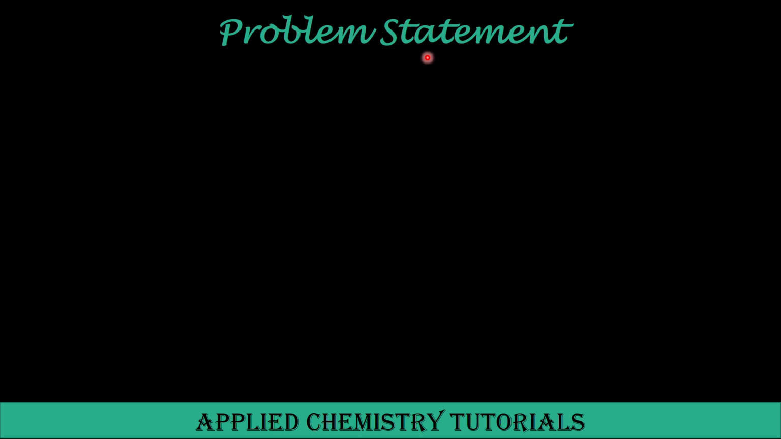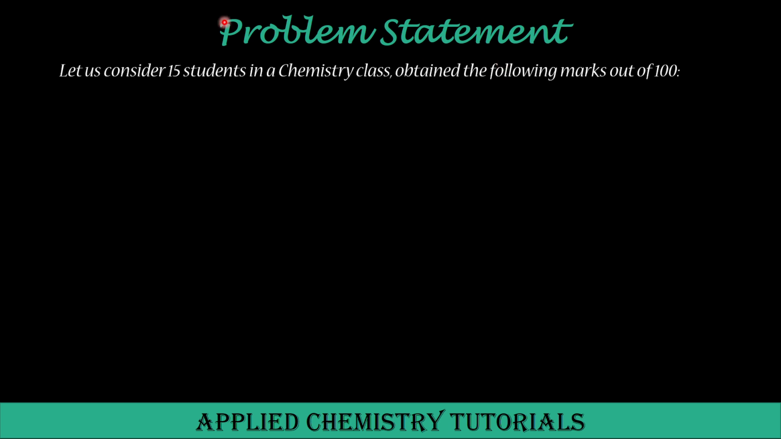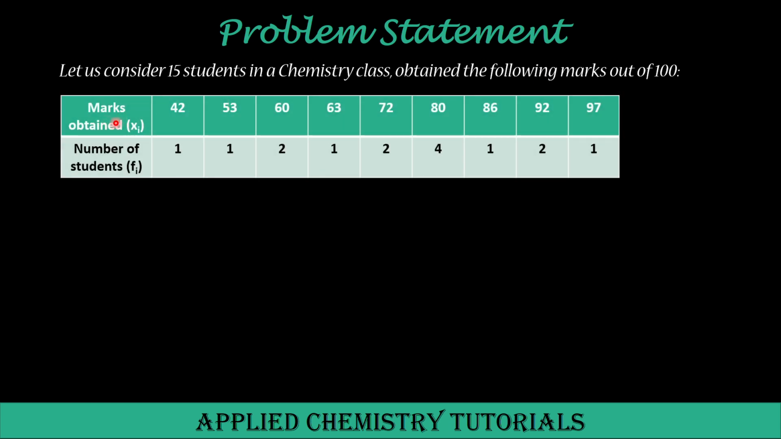So let's talk about the problem statement. Let us consider there are 15 students in a chemistry class who obtained the following marks out of 100. The marks obtained, or xi, are shown in row 1, and the number of students, or frequencies fi, are shown in row 2. We have the same problem as we discussed in our video on mean, median and mode for group data, for ease of understanding. This type of data is known as discrete frequency distribution.